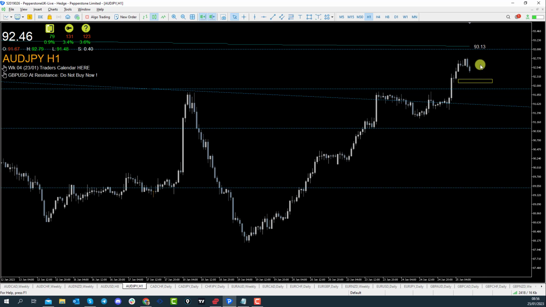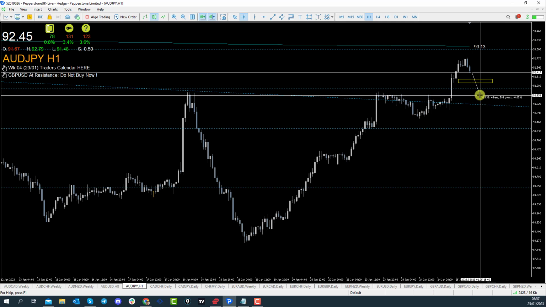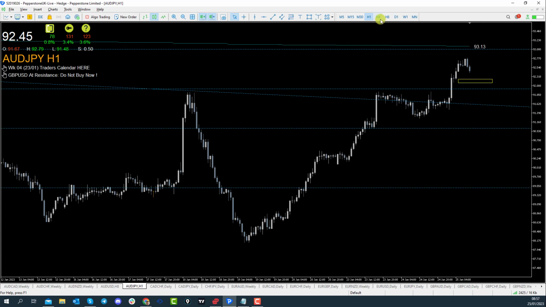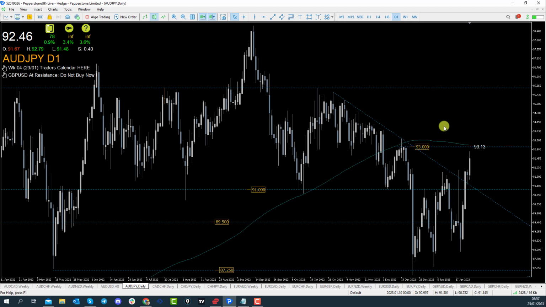So that's one for the day traders to be aware of. Longer term trend traders, you're probably looking to see if price will trade back towards that 92 before looking for the continuation to the upside.